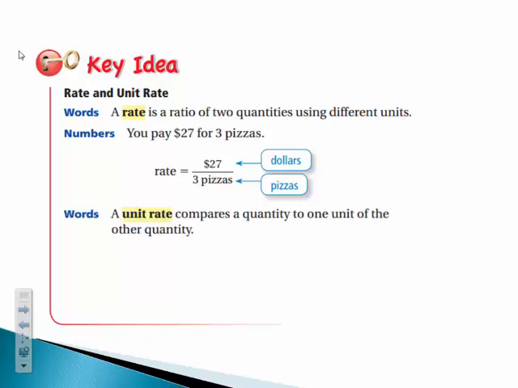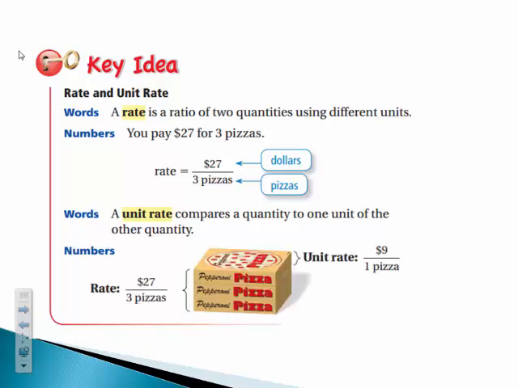The next really important factor that you need to know about this lesson, so both of these things should go in your notes, is a unit rate. A unit rate compares a quantity to one unit of the other quantity. So for instance, in the example above, when we had $27 for 3 pizzas, a unit rate is when you would simplify the denominator to become 1, and then it's called a unit rate because then it's telling you how much it is for 1 unit. So it's $9 for 1 pizza, and our unit is pizza.